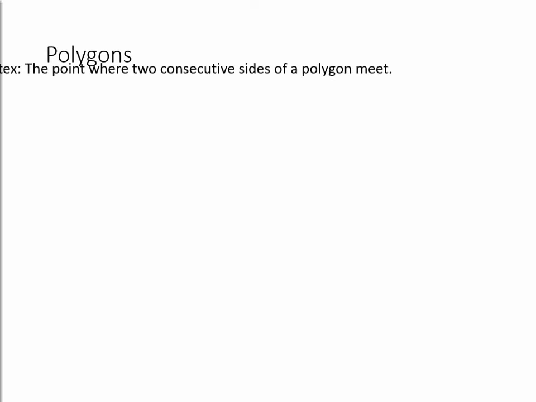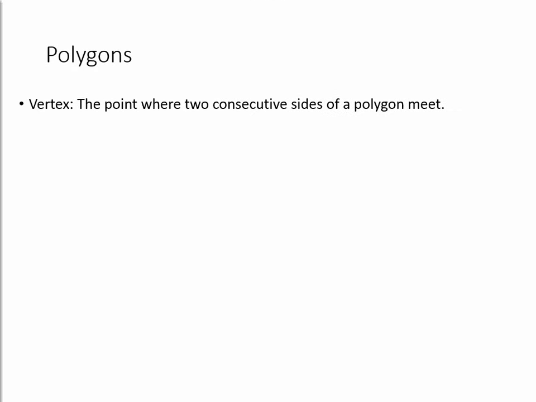Now, our polygons have vertices. A vertex is the point where 2 consecutive sides of a polygon meet. I know for an angle, I use the word vertex on an angle. And remember how it was the corner? I emphasized vertex, it's the corner of an angle. So the vertex is the corner of a polygon.